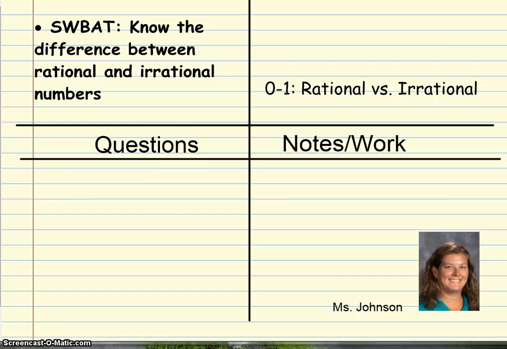Go ahead and set your page up in Cornell Notes just like this screen. Draw the line down the middle. You can draw one line going across. Just a reminder with Cornell Notes, we're going to put our notes and our work on the right, and we're going to put the questions on the left. In the top left-hand corner of your paper, go ahead and put that students will be able to know the difference between rational and irrational numbers.